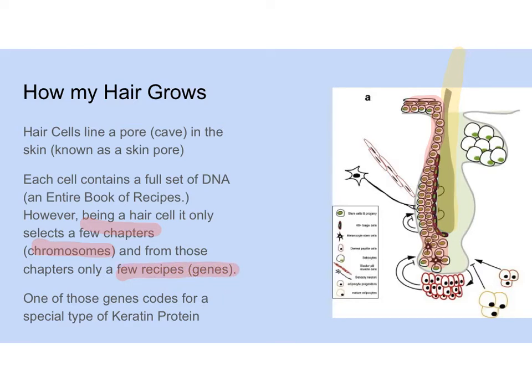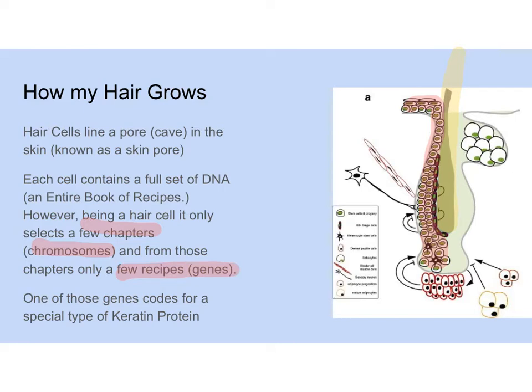The recipes they're really going to be looking at are things like, when do I replicate? How do I make hair? How do I make a mitochondria? Things that every cell has to make. But most of the time, they're really just going to be looking at the recipe of how to make protein. How do I make the protein keratin? Or how do I make hair? So one of those genes codes for a special type of protein called keratin, like I just mentioned.